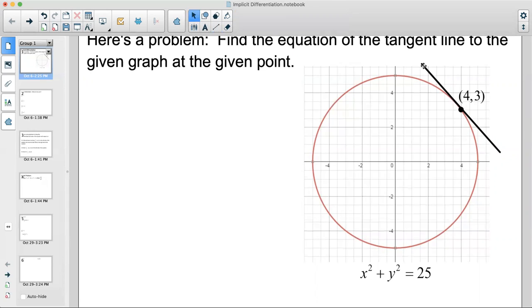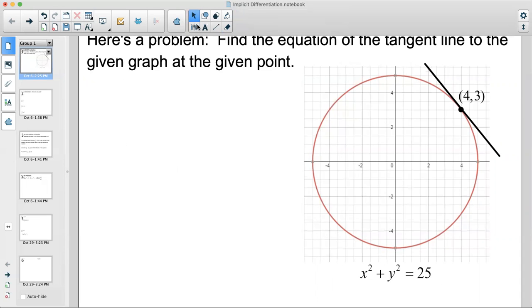Normally what we would do here is we would just take the point which we were given, and that's our point to plug in for x and y, and then we'd find the slope by taking the derivative and then plugging in 4 for x. But we can't really do that because you can't write this thing as y as a function of x.